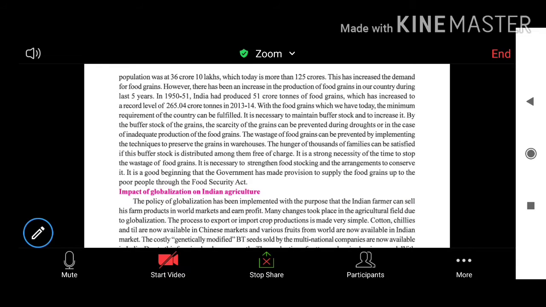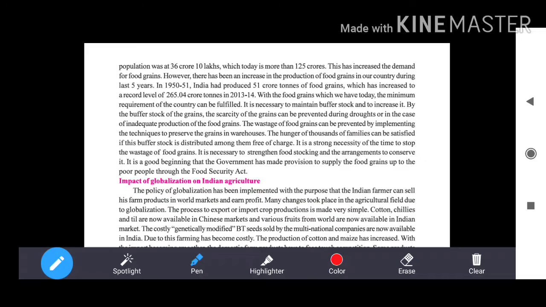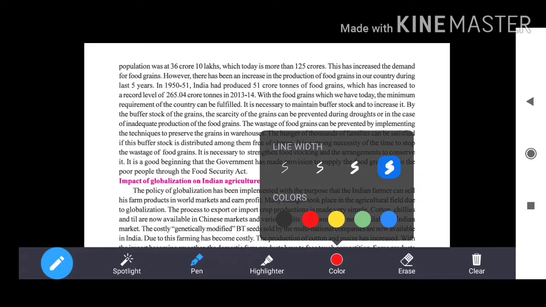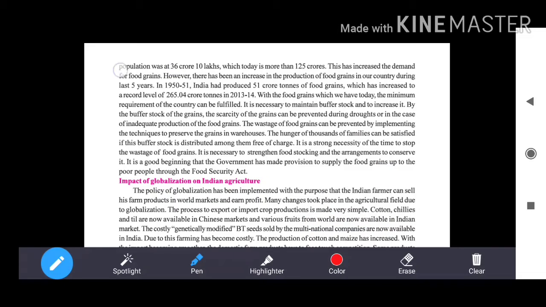This has increased the demand for food grains. तो कहीं ना कहीं ये reason है. क्या reason? It says the population which has increased, so this has increased the demand for food grains. Because of the increase in the population, ये reason है for the increase in the demand of the food grains.